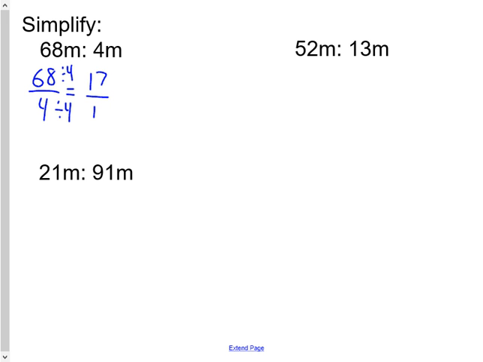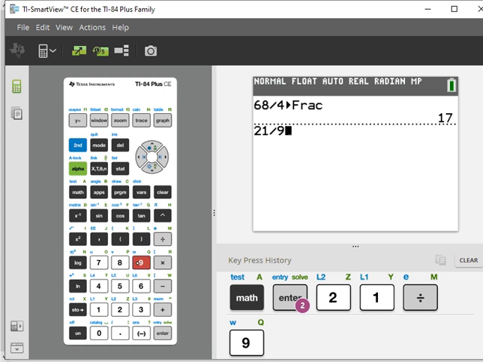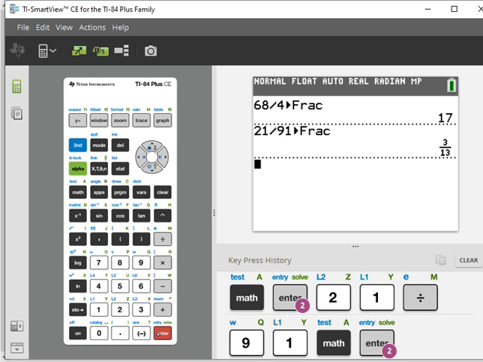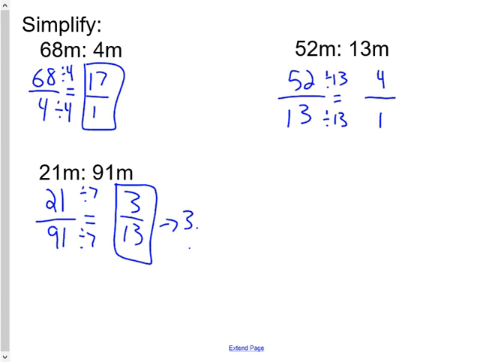All right, next one, 52 to 13. Also divisible by 13, giving us 4 to 1. Both numbers are required. And then we got 21 to 91 down here. And again, this is where that fraction button can be helpful if you don't see you're dividing by 7. Math button, fraction, and we get 3 to 13. Divided by 7 is where that came from. And those are our simplified ratios.